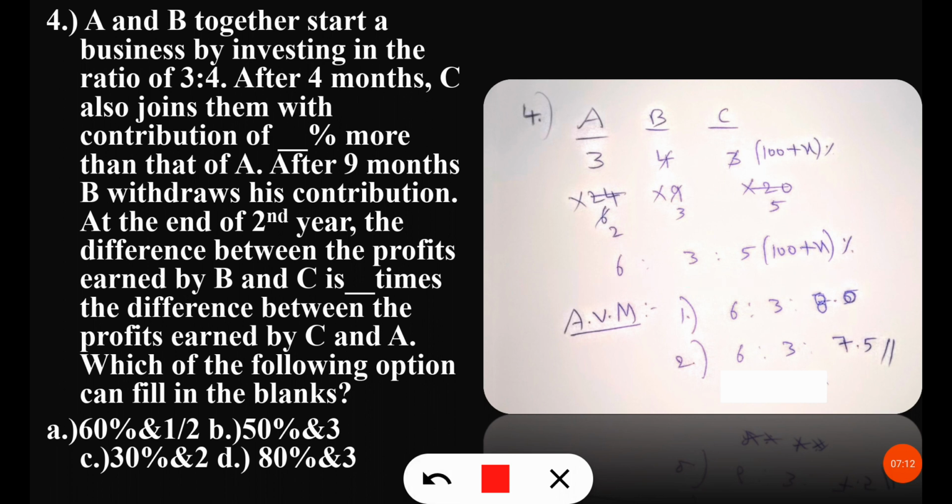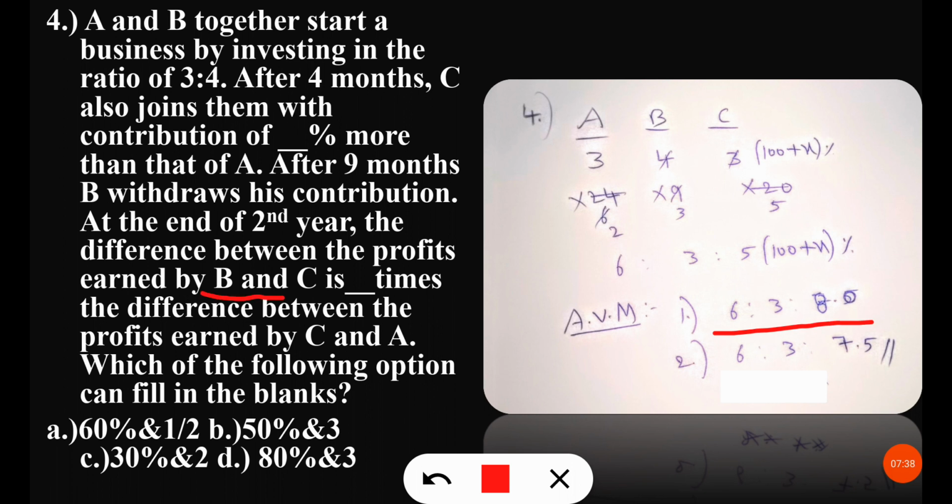Here we will go by the option verification method, answer verification method. Take option A, 60% and 1 by 2. Substitute 60% over here. What do we get? 5 of 100 plus 60, that is 160%. 160 into 5 is 800. 800 by 100 is 8. So 6:3:8 parts we have.